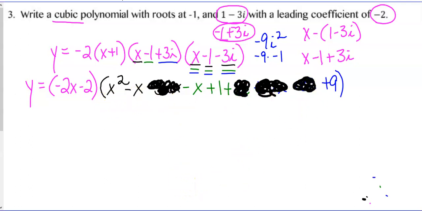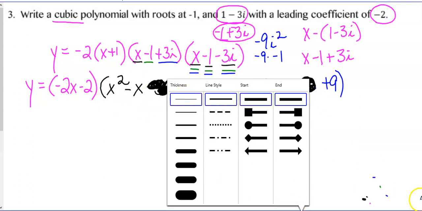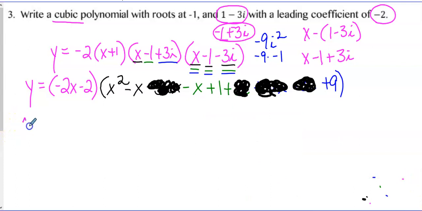Now I need to combine my like terms. Get my pink back. Okay. Still, just write y equals and then write your negative 2x minus 2 right here. Okay, let's combine terms. Let's see, x squared. Negative x plus negative x is negative 2x. And 1 plus 9.